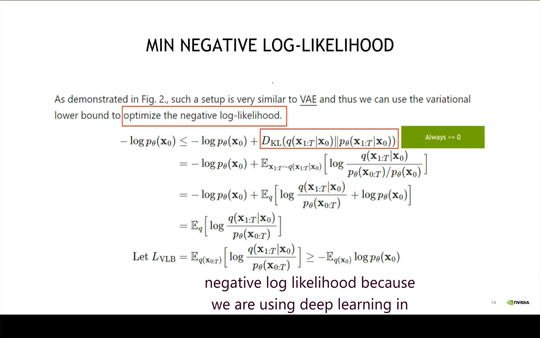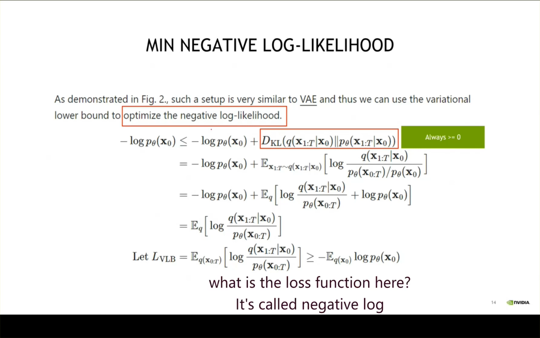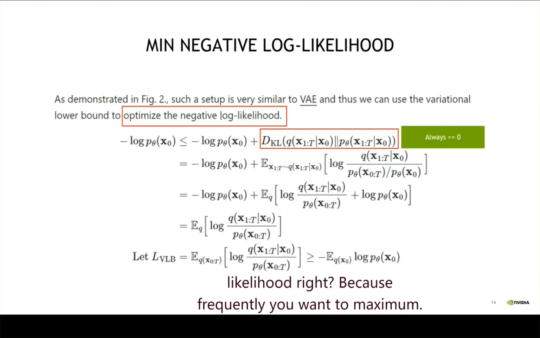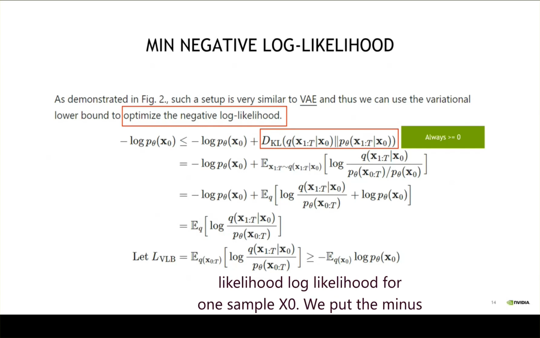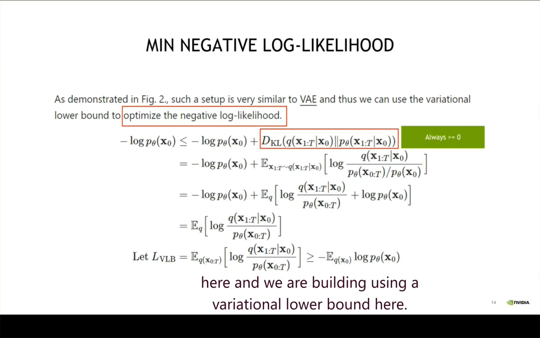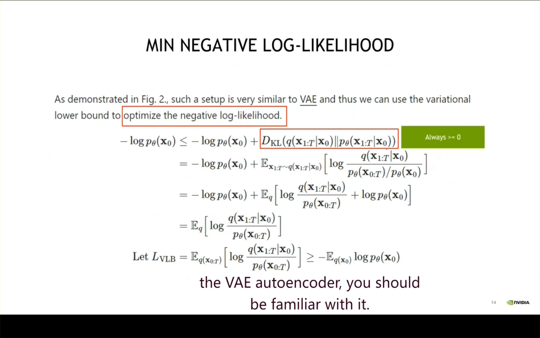Because we are using deep learning, and in deep learning you always need a target, the loss function. What is the loss function here? It's called the negative log likelihood, right? Because frequently we want to maximize the likelihood, which equals maximizing the log likelihood, which equals minimizing the negative log likelihood. This is the log likelihood for one sample x0. We put a minus here, and we build a variational lower bound. This is a very frequently used skill. If you have learned the VAE autoencoder, you should be familiar with it.